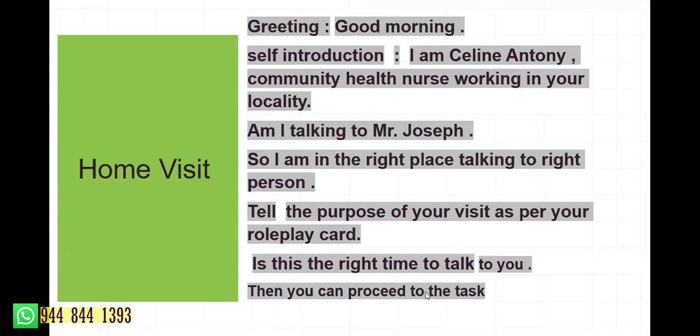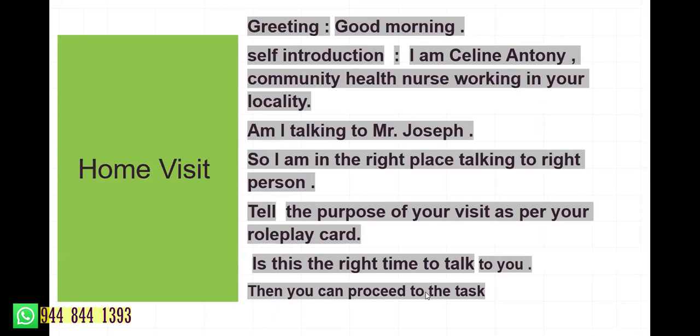And if it is a home visit, it is a totally different scenario. You have to go about it with a different approach, because we are going to meet the patient in their home through a home visit. So in that setting, for every setting we start with the introduction, first we will just be greeting.